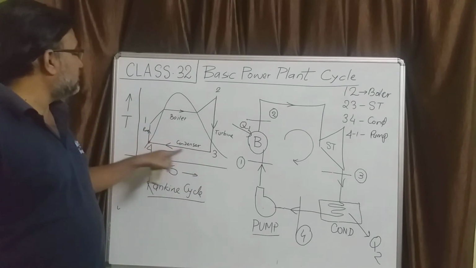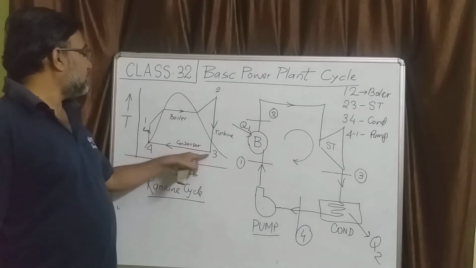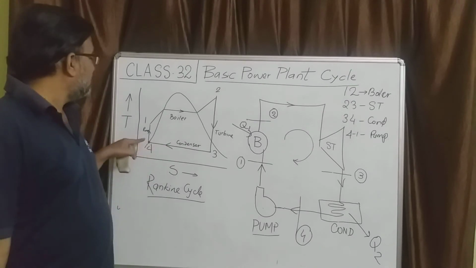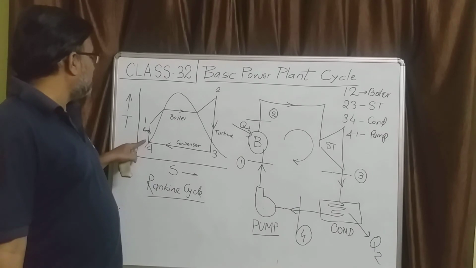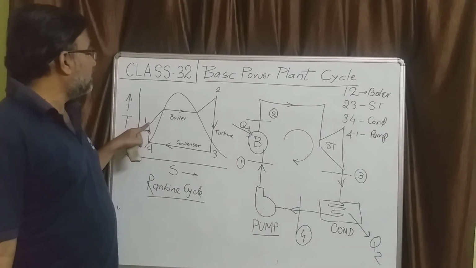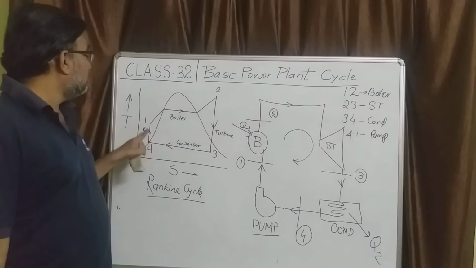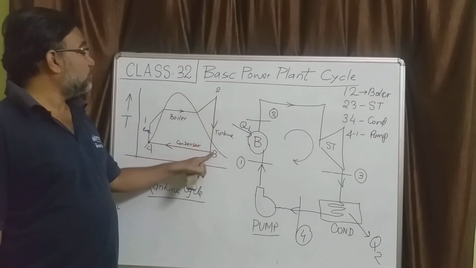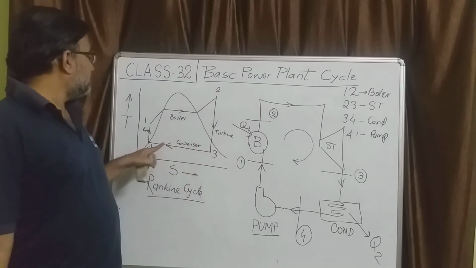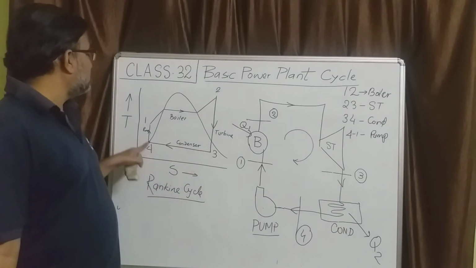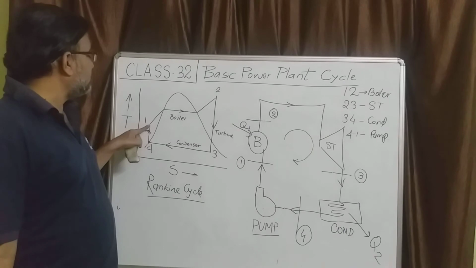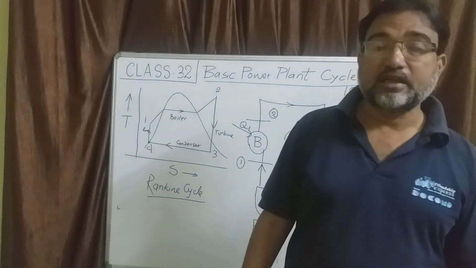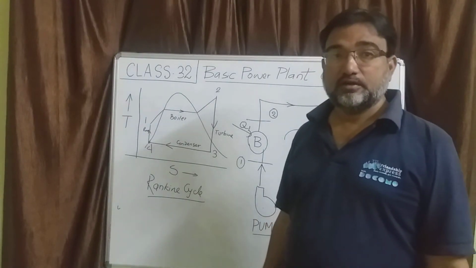Then 3 to 4 is the condensation curve. This is a straight line because this speaks of phase change where temperature and pressure both remain constant. At 4 it becomes saturated liquid, where it is pumped back to 1. So 1, 2, 3, 4: a reversible constant pressure heat addition process, a reversible adiabatic expansion process, a reversible constant pressure heat rejection process, followed by a reversible adiabatic compression process. These four processes together constitute a cycle called the Rankine cycle.